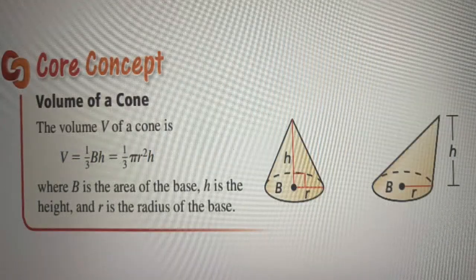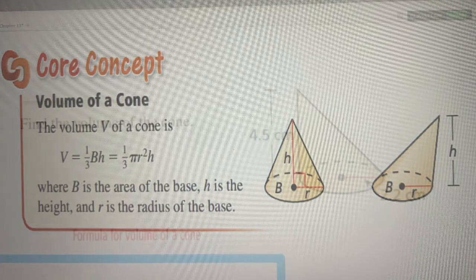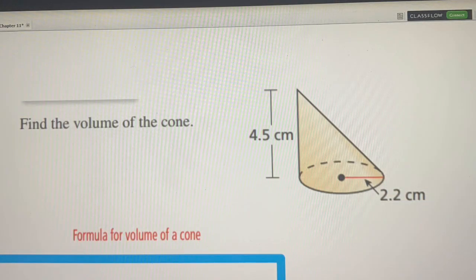Okay, so now to find the volume of a cone, it looks very similar to the volume of a pyramid. Well, the volume of a cone is equal to 1/3 times the area of the base times the height. But remember, the area of the base in this case is a circle, so it's pi r squared times the height.